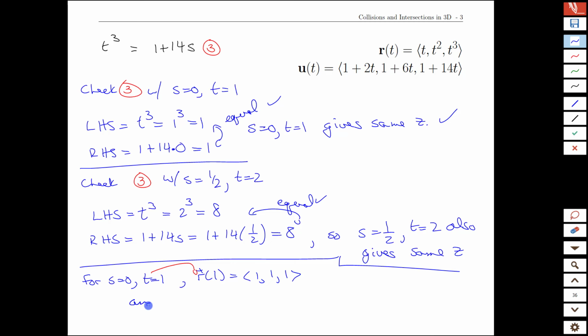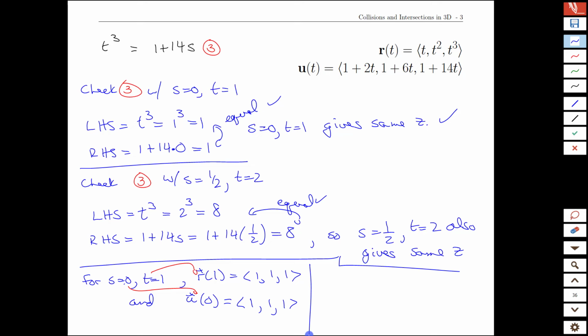And u at s equals 0, we think u passed through that same coordinate: 1 plus 2t, but s is 0, so it's 1 plus 0, 1. 1 plus, oh hey, you see the pattern coming up here? 1, 1, 1. So both of those trajectories go through the same point at different times.